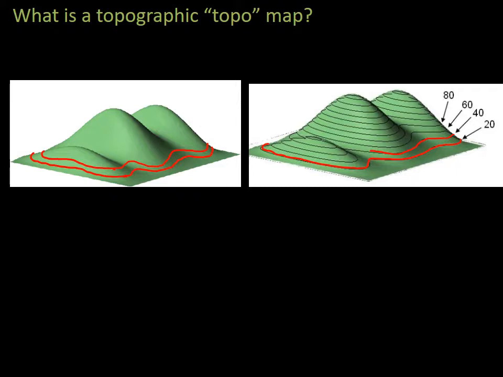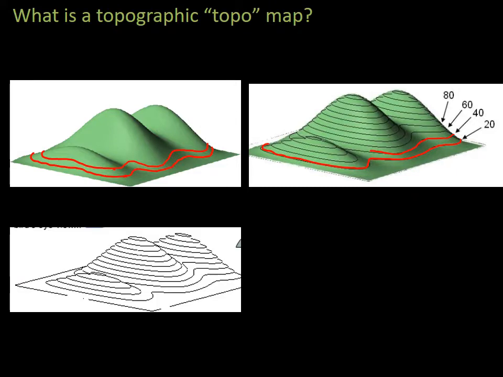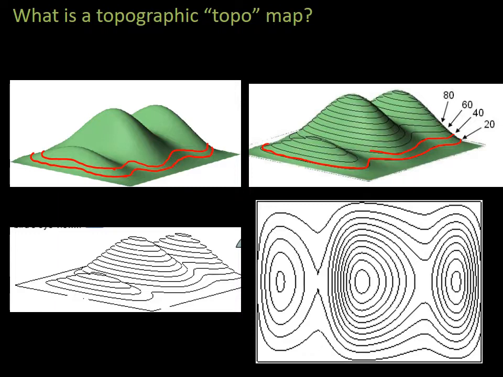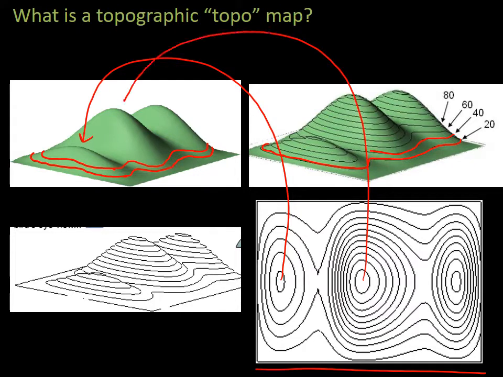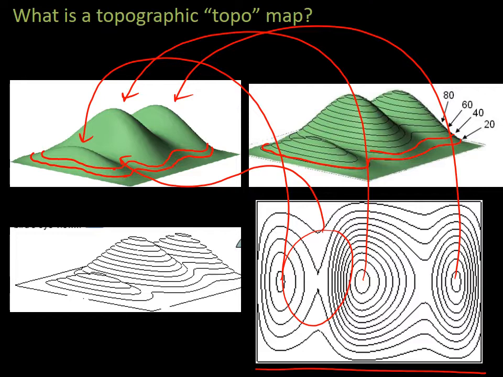So if we take this map and get rid of the green, it might look like this, and then flip it on the side. Here's the corresponding topo map. This map has all the information there is about the landscape, but now it's on a flat piece of paper. We can fold it up, put it in our pocket, and go on a hike. This feature corresponds to this mountain. The center of this one corresponds to this one. The center of this one corresponds to this one. And for example, this area represents the valley, which is also shown here.